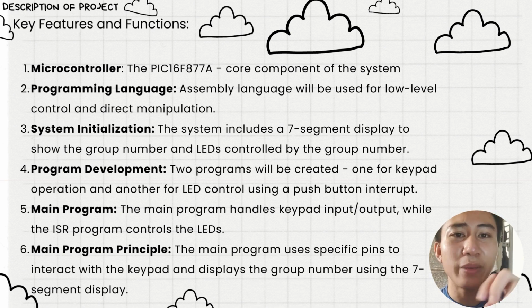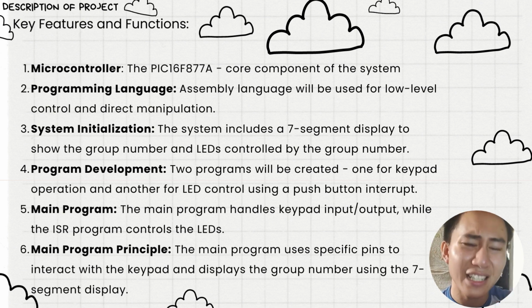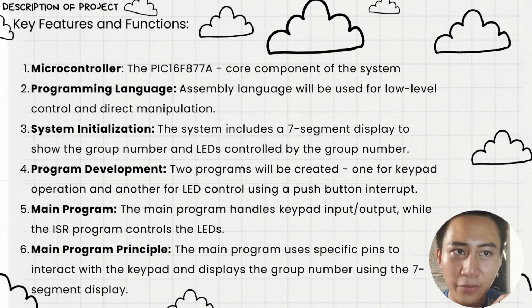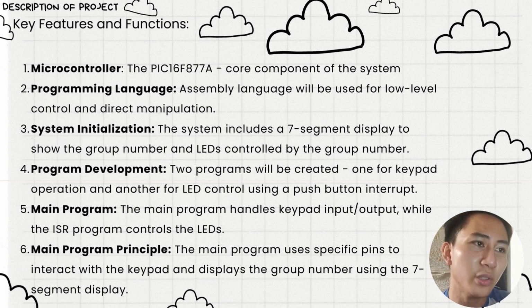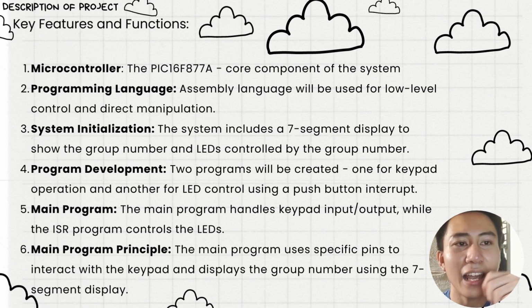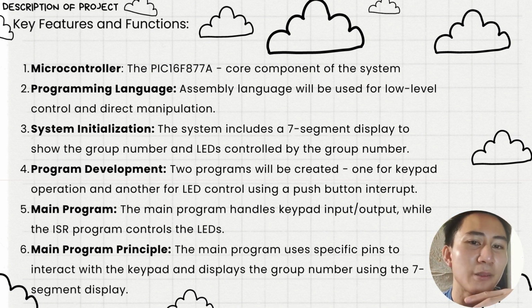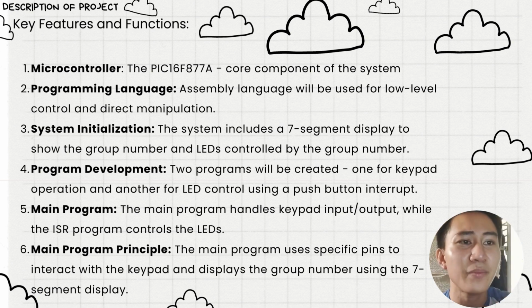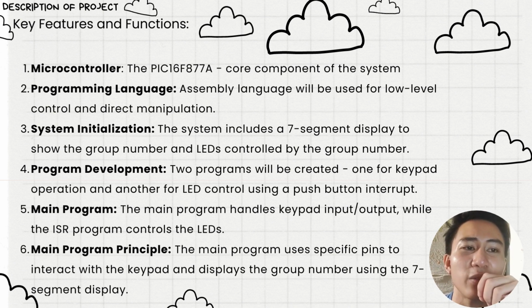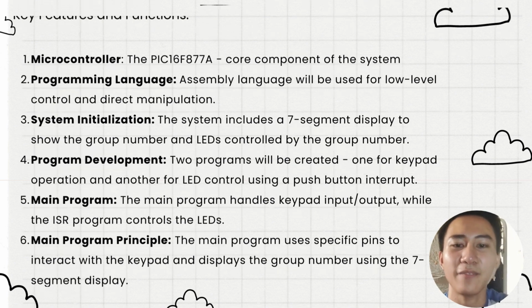2 programs will be created, one for the keypad operation and the second one for the LED control using the push button. And the fifth one is the main program. The main program handles keypad input and output, while the ISR program controls the LED. And the main program principle, the sixth key feature in our system, is that the main program uses specific pins to interact with the keypad and display the group number using the 7-segment display.